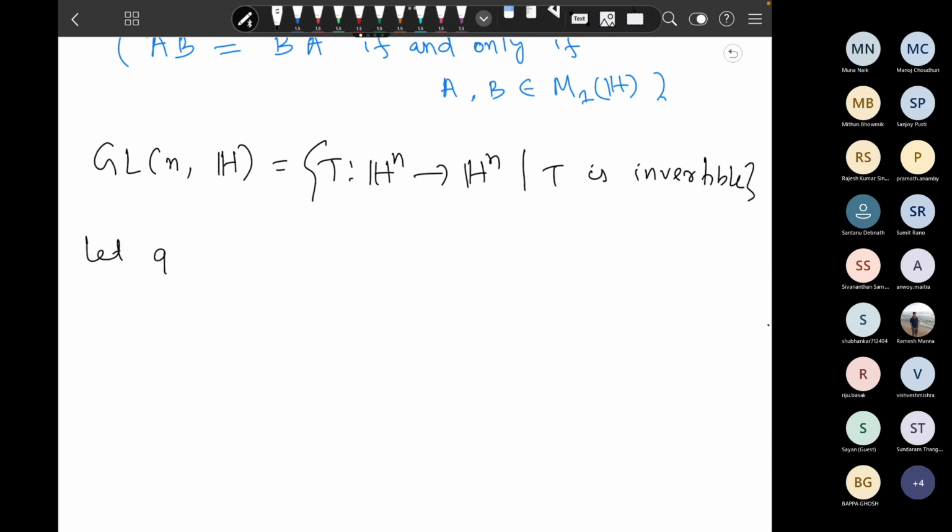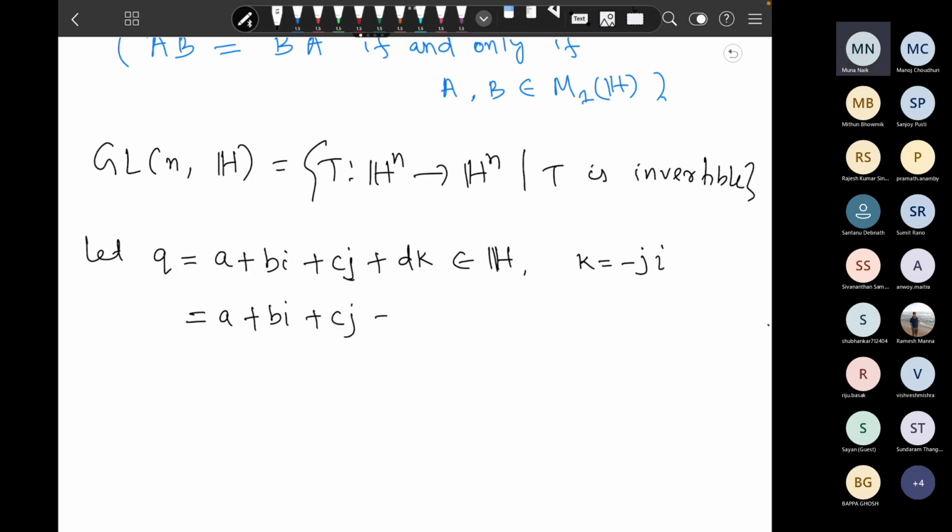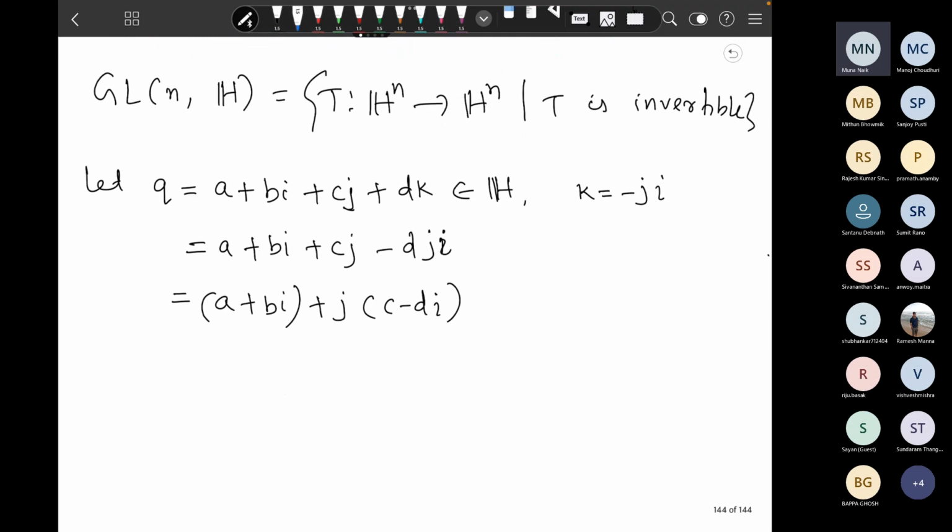Let q equal a plus bi plus cj plus dk, which belongs to H. Recall that k is equal to minus ji. I put that here: a plus bi plus cj, and dk is minus dji in terms of k. So a plus bi, and taking j common, c minus di. The first, a plus bi, belongs to C, and c minus di also belongs to C. So I write this as z plus jw.